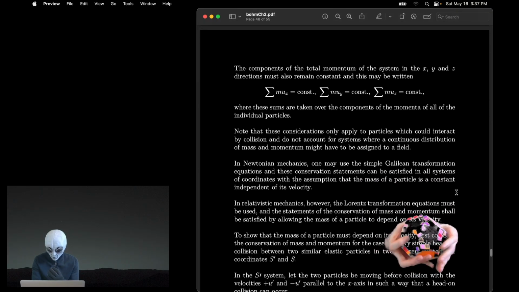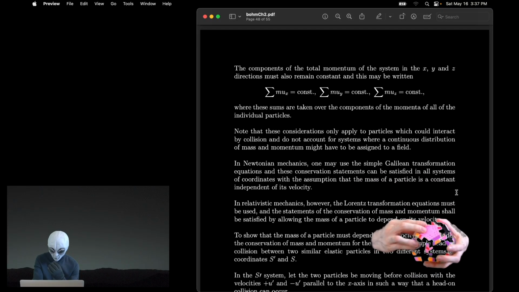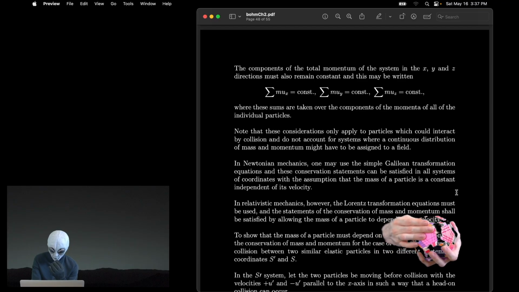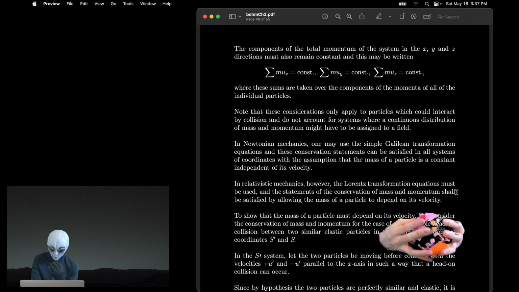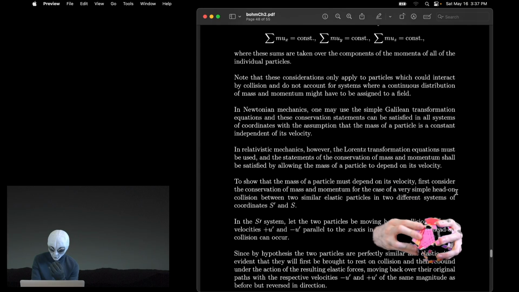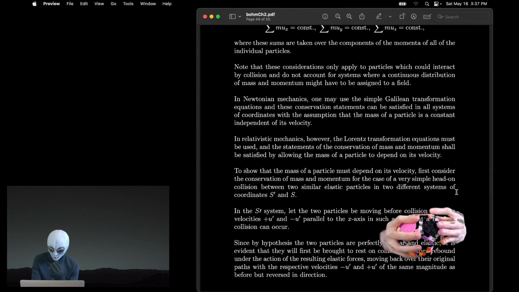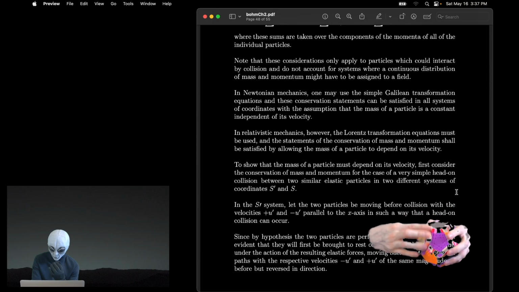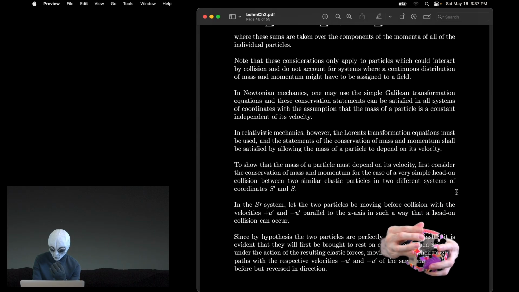The components of the total momentum of the system in the x, y, and z directions must also remain constant, and this may be written the sum of m times u_x is equal to a constant, and the sum of m times u_y is equal to a constant, and the sum of m times u_z is equal to a constant, where these sums are taken over the components of the momenta of all of the individual particles. Note that these considerations only apply to particles which can interact by collision and do not account for systems where a continuous distribution of mass and momentum might have to be assigned to a field.